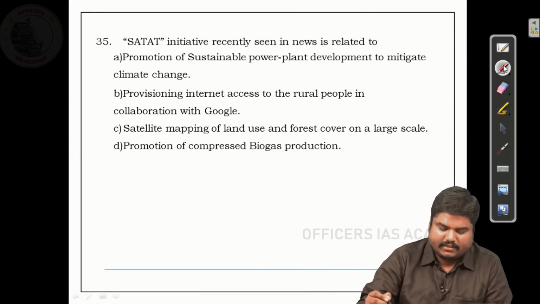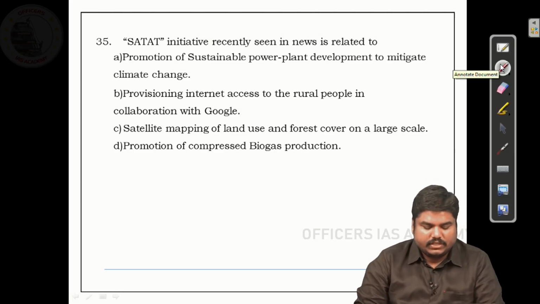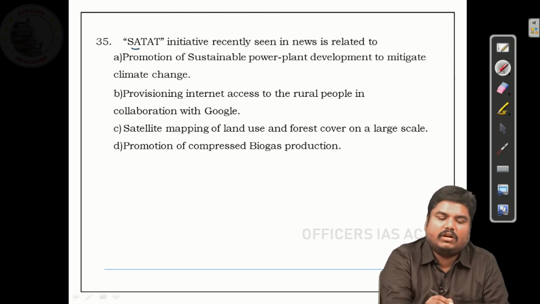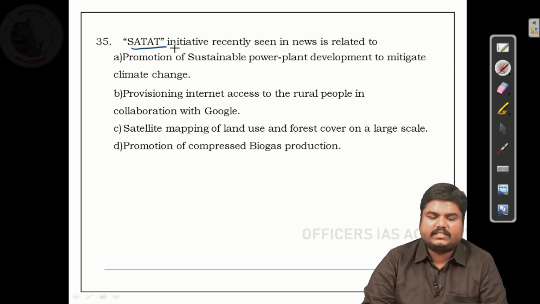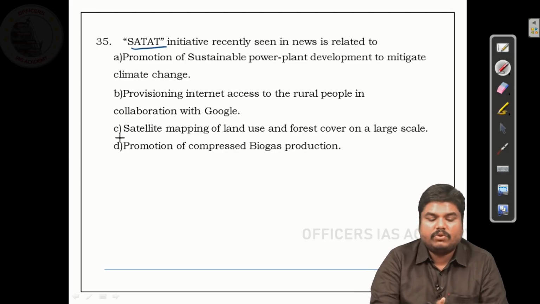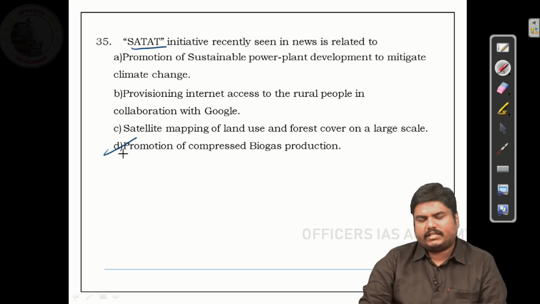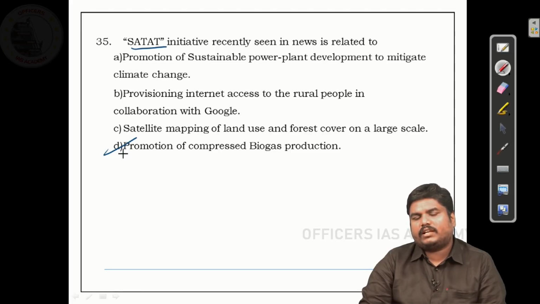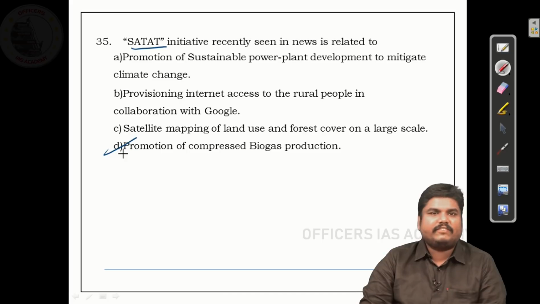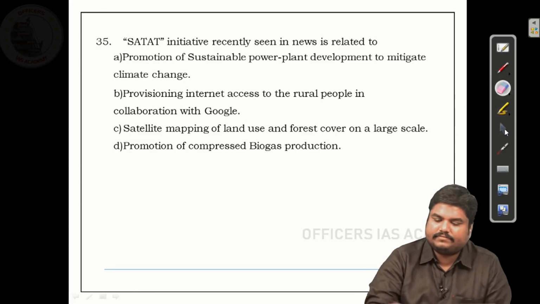Sat-At. What is Sat-At? Sustainable alternative towards affordable transportation. It is an initiative recently seen with respect to promotion of compressed biogas production. Government is going to spend 70 plus thousand crores for laying city gas pipe networks. The government is encouraging entrepreneurs to come up and set up biogas refineries, which can be used for domestic use as well as a fuel. Such an initiative to promote compressed biogas production. Answer is D.